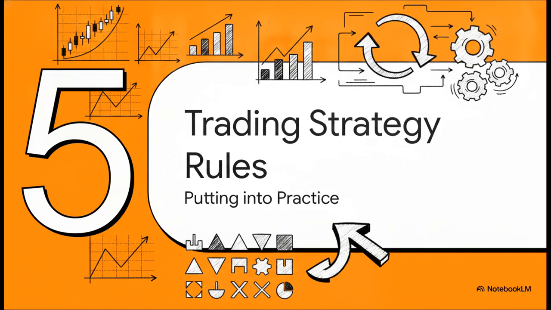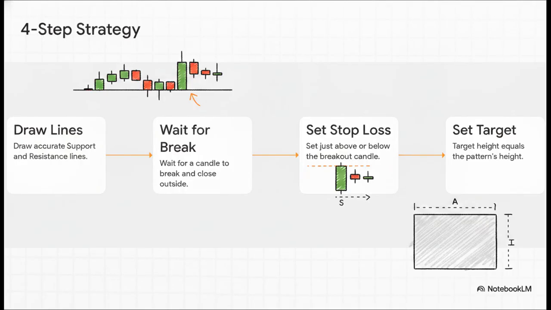Wow. Okay, we've covered a ton of ground, which brings us to our final and absolutely most crucial section, trading strategy rules. Let's put this into practice. Because, let's be real, knowing all 18 of these patterns is completely useless without a strict, repeatable system to actually trade them. Across all the source material we analyzed, the strategy really boils down to this actionable 4-step formula.